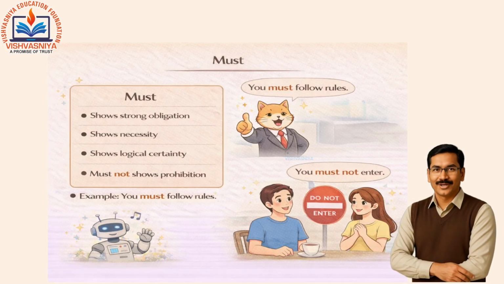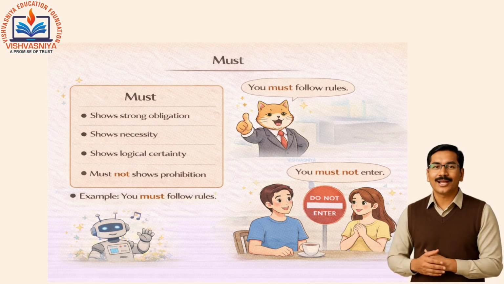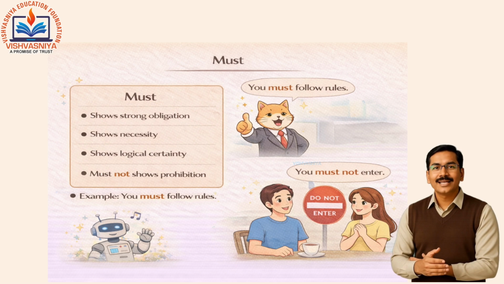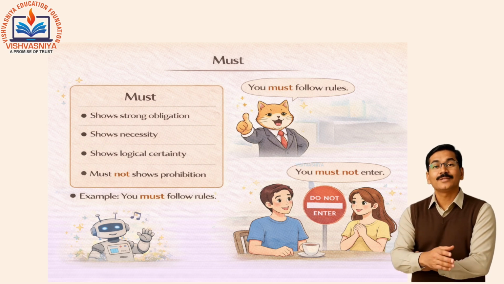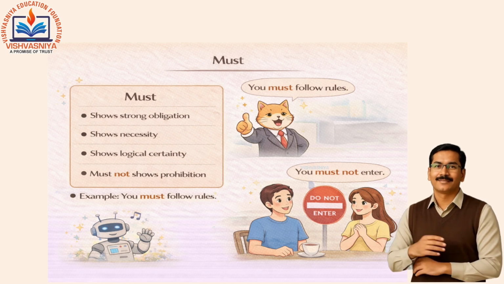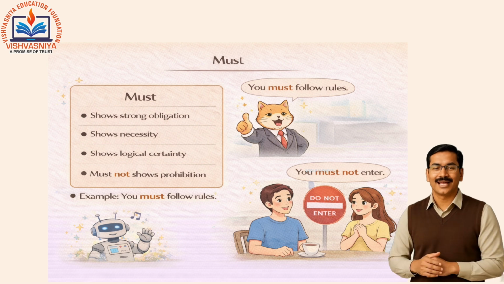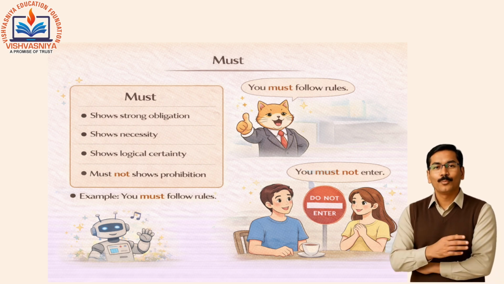The modal verb must is used to express strong obligation or duty. It shows that something is necessary or compulsory. For example, you must follow the rules. Must is also used to show logical certainty. For example, he must be at home because the lights are on. The negative form must not shows strong prohibition.